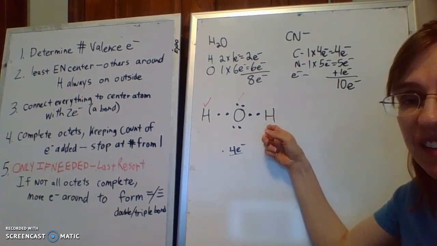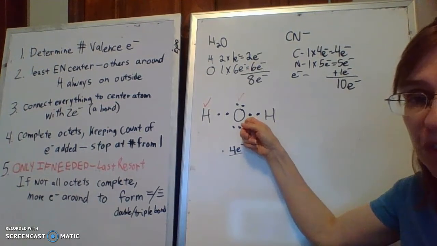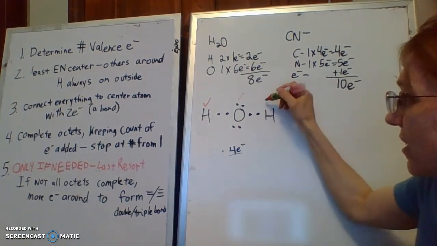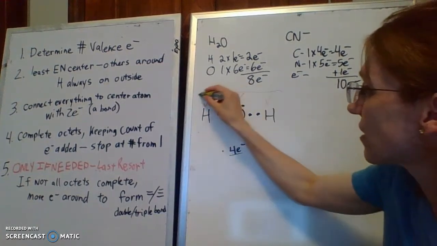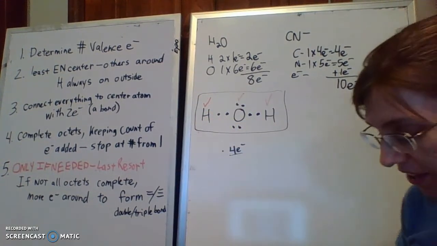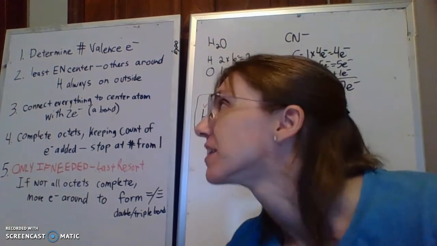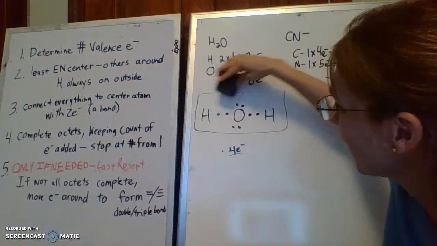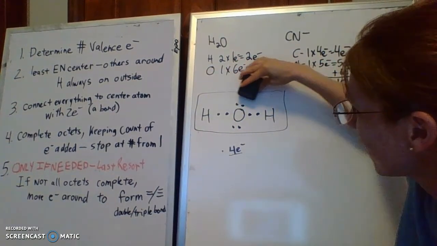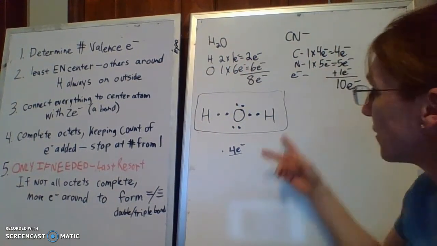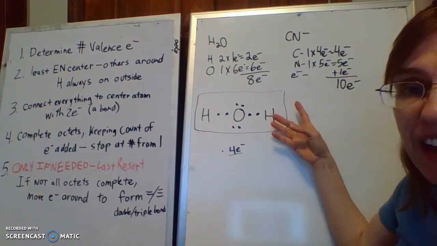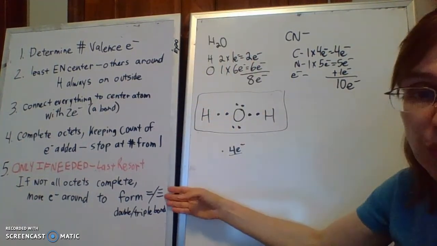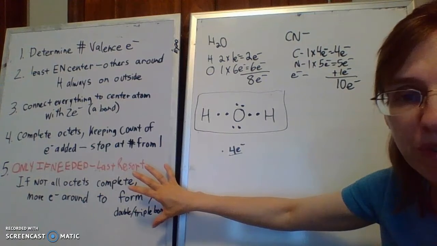And now let's check this other hydrogen. It's got 1, 2, and yes, hydrogen is happy with exactly 2. So this is the Lewis dot structure of water. Let me just erase those little check marks in there that we used during our creation of it. So we have followed those 4 rules. We never went to rule number 5.